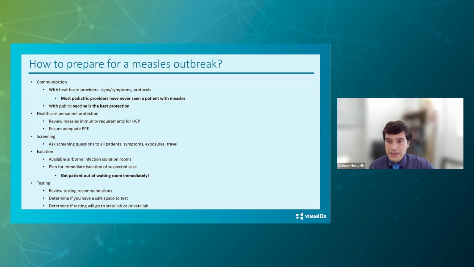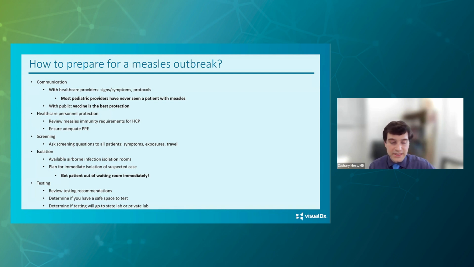Get a sense of what isolation you have available to you, what available airborne isolation rooms there are, and create a plan for immediate isolation of a suspected case. Better to think of a plan ahead of time of where you're going to put this suspected patient rather than having to come up with something on the fly.